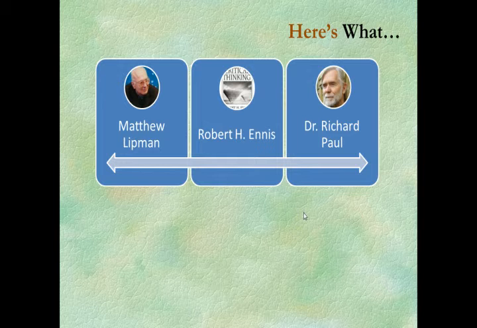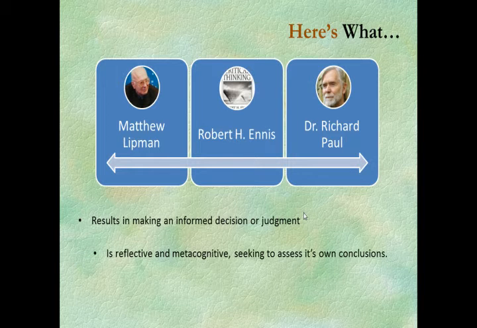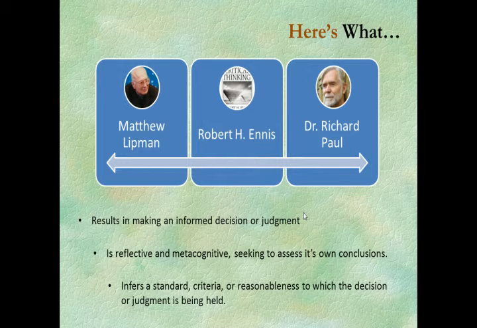Whether considering the work of Lippmann, Ennis, or Paul, some underlying agreements across all of their work are the following points. Critical thinking results in making an informed decision or judgment. Critical thinking is reflective and metacognitive, seeking to assess its own conclusions. Critical thinking infers a standard, criteria or reasonableness to which the decision or judgment is being held.